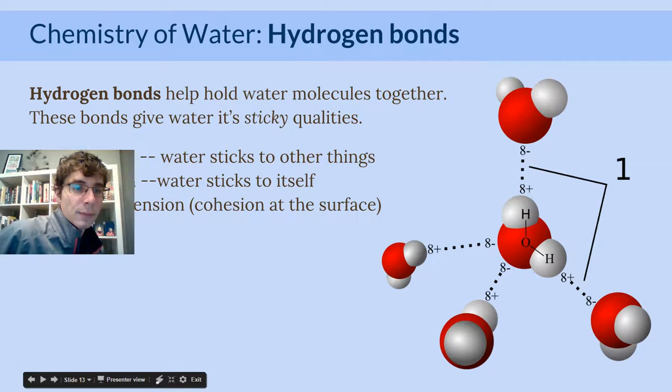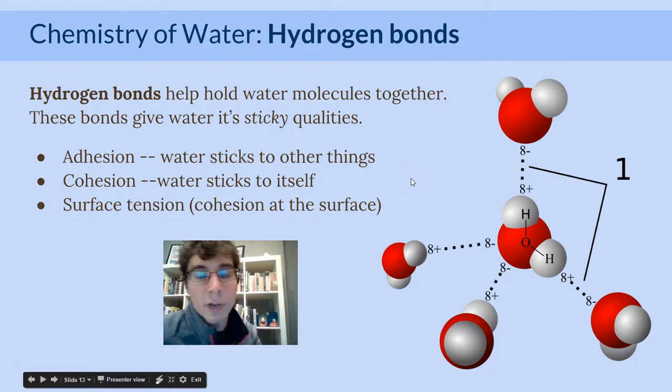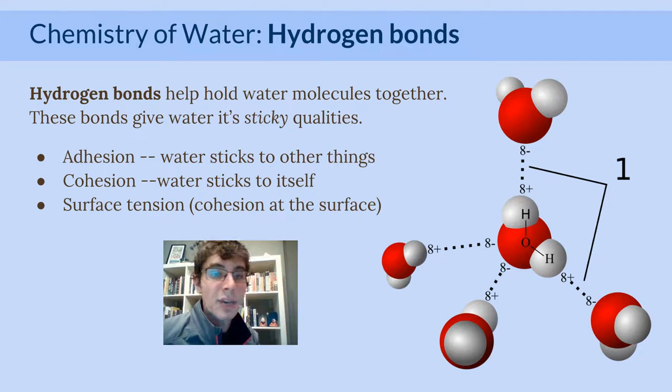All right. So going back to hydrogen bonds, we said that hydrogen bonds help water molecules stick together, so it gives it its sticky qualities. Adhesion is when water sticks to other things. Cohesion is when water sticks to itself. And surface tension is basically cohesion at the surface of a liquid.